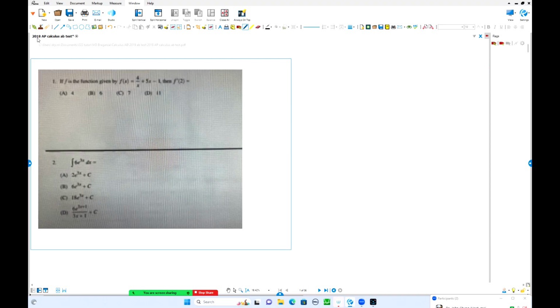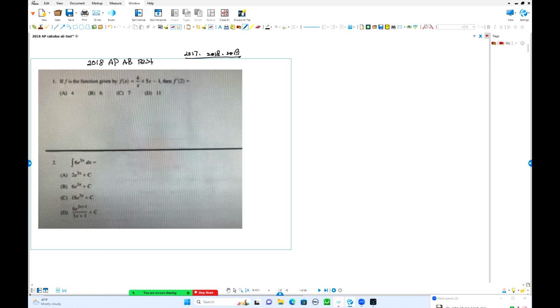Okay, this one is the 2018 AP Calculus A/B test. I'm going to write down 2018 AP test, okay? So we did 2017, 2018, 2019. This one is recently released, right, the questions. The file is very blurry and not clear, so we just guess. It's okay.